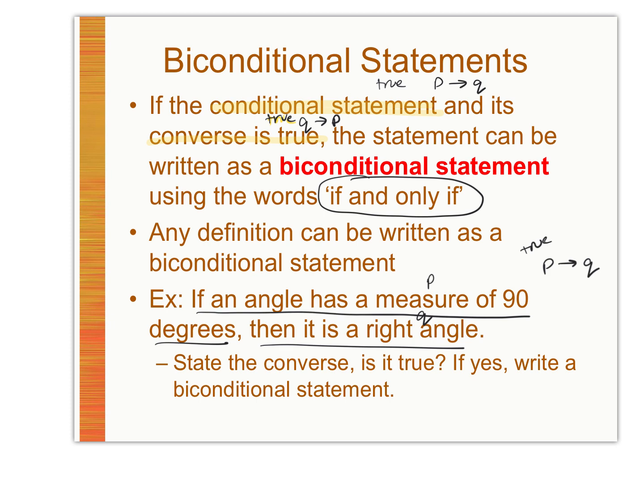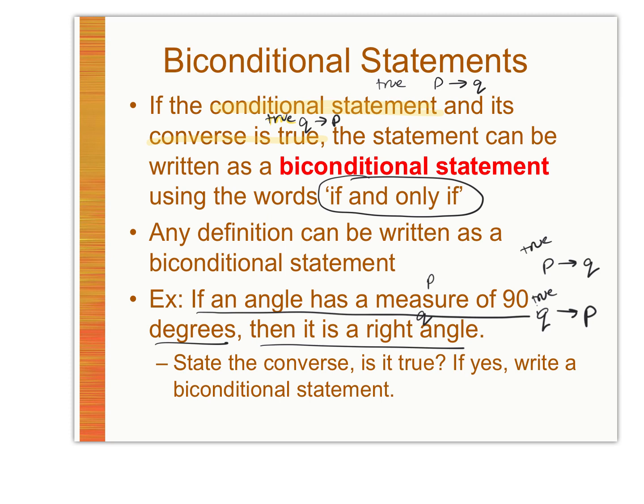So now we want to see if the converse is also true. So the converse would be if an angle is a right angle, if Q, then it must have 90 degrees. And notice that that works too. If it's a right angle, then it has a measure of 90 degrees. That's also true. And so this would lend itself to being able to be spoken as a biconditional statement.